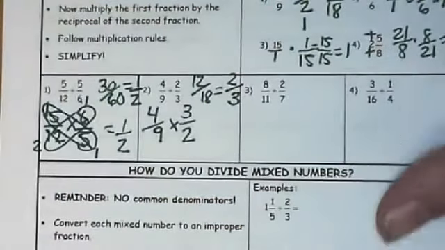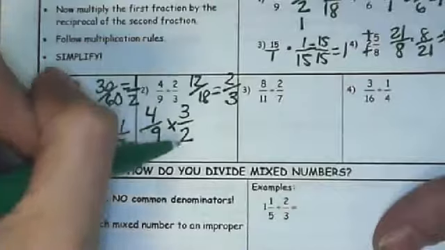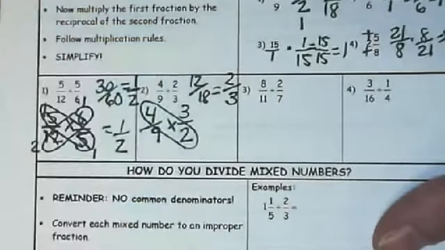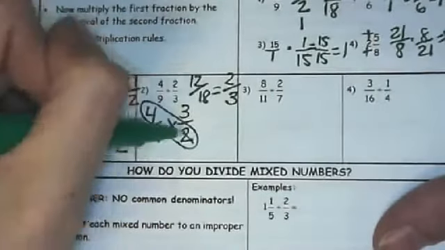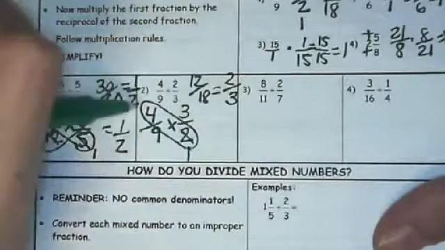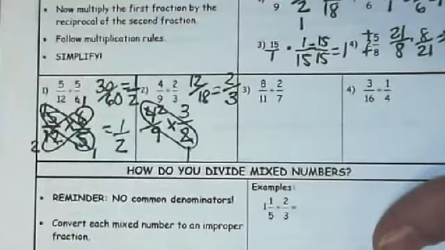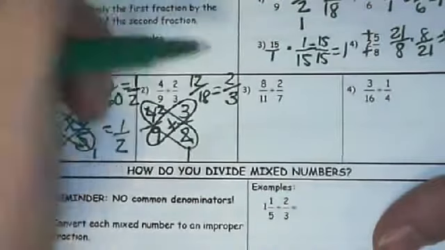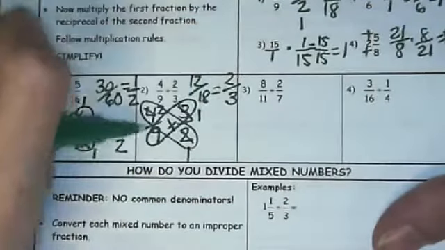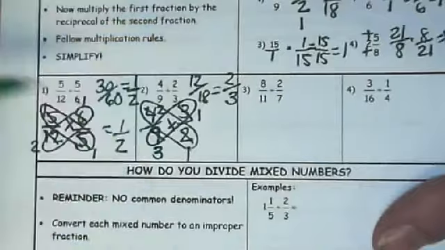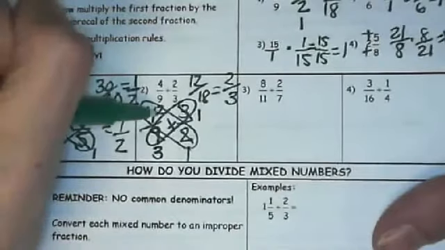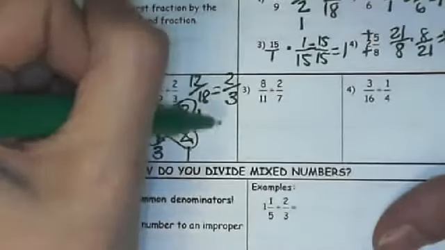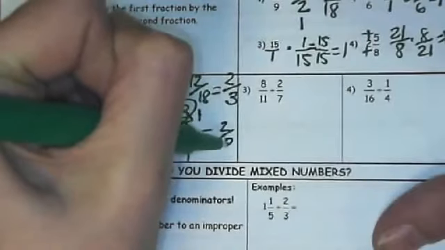Or I can check the diagonals. 4 and 2, what number can go into 4 and 2? 2. 2 divided by 2 is 1. 4 divided by 2 is 2. Check the other one. 3 and 9. Well, 3 can go into both. 3 divided by 3 is 1, and 9 divided by 3 is 3. We got 2 times 1 is 2, and then 3 times 1 is 3.